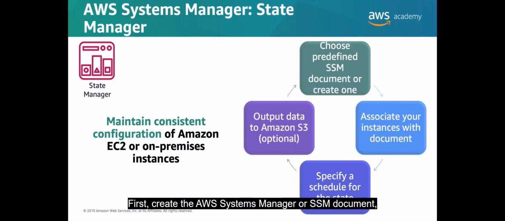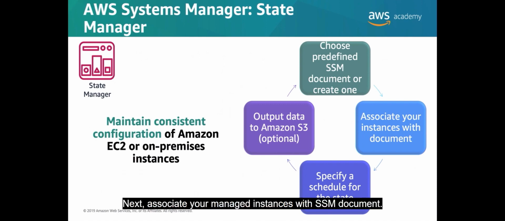First, create the AWS Systems Manager, or SSM, document, or identify an existing one that defines the actions that AWS Systems Manager will perform on your managed instances. Documents are authored in JSON or YAML. They include the steps and parameters that you specify.